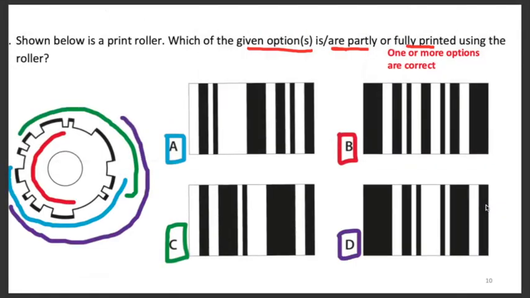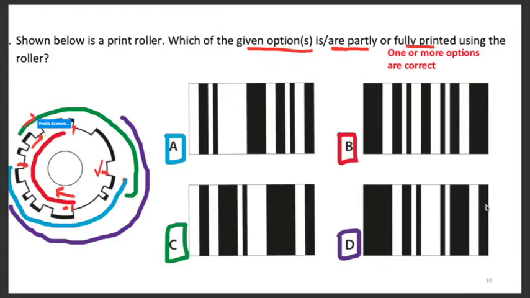So option A can be printed using this part to this part. Option B can be printed using this part to this part, of course, starting from here. Option C, as in the case of option A, we are starting from here. In the case of option B, we are starting from here. In the case of option C, it can be printed using this kind of a roller, of course starting from this part here.